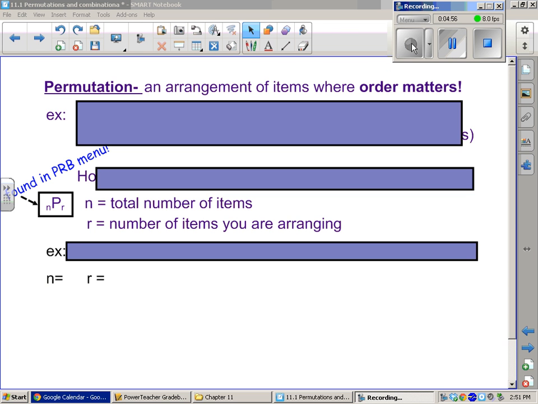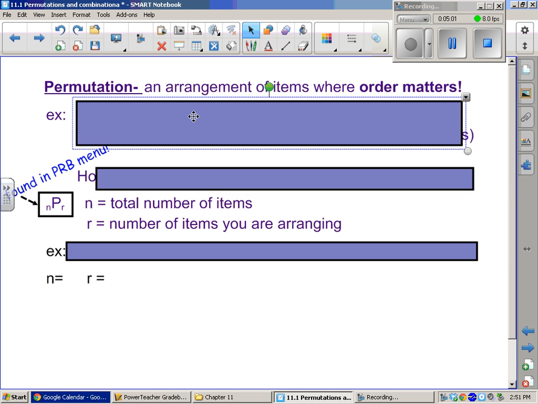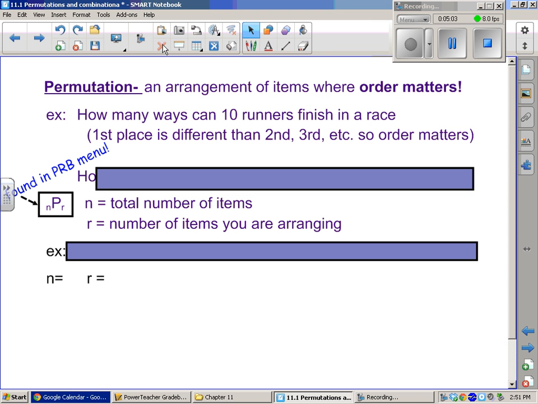So next we have permutations, which is a funny word. A permutation is an arrangement of items, and we're talking about times when the order matters. Now, I always forget how to remember permutations and then the next thing, combinations. Which one is the one where order matters?